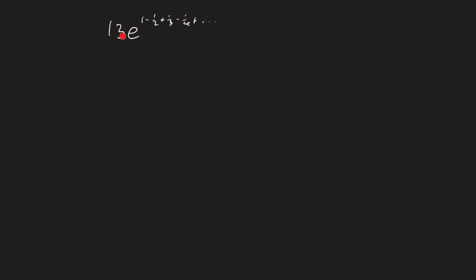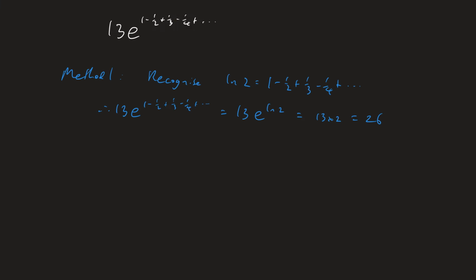Today's problem is to evaluate 13 times e to the 1 minus a half plus a third minus a quarter, etc. The first method is to simply recognise that the natural logarithm of 2 is equal to 1 minus a half plus a third minus a quarter, etc. In which case, this is equal to 13e to the natural logarithm of 2. The e and log cancel to give 13 times 2, which gives us 26.